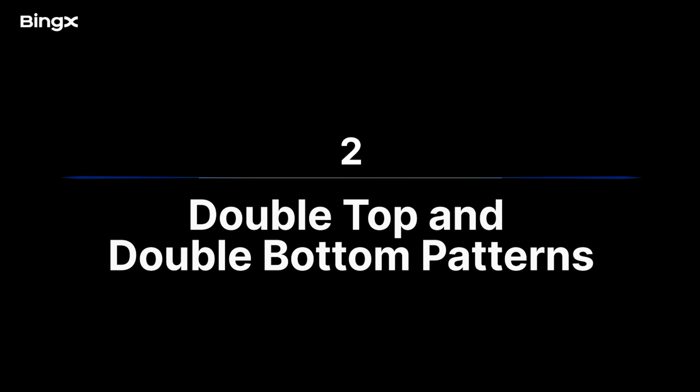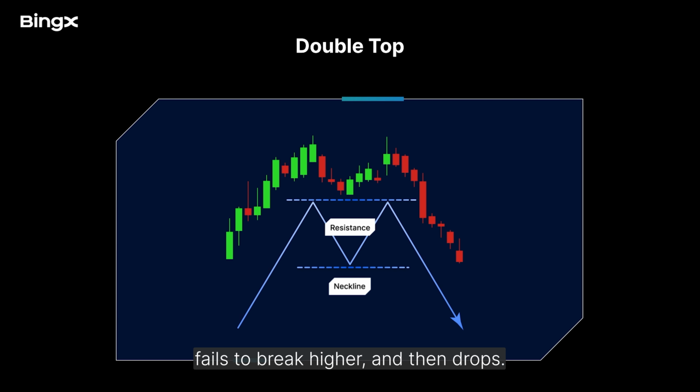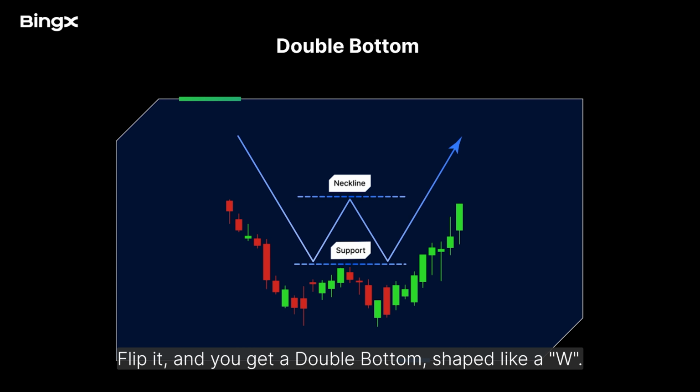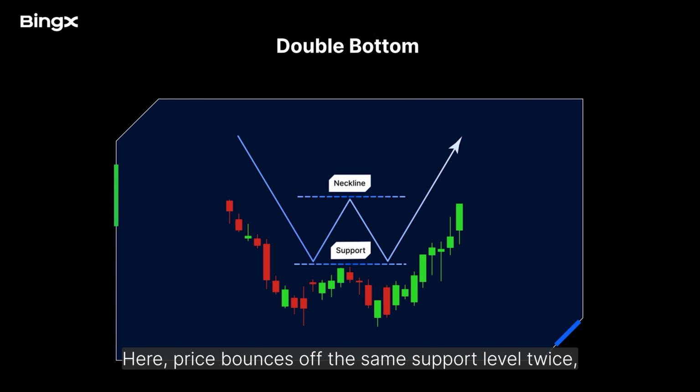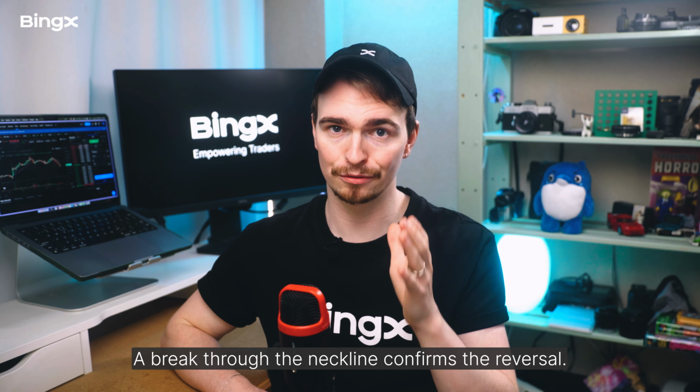Next up, double top and double bottom, two of the easiest reversal patterns to spot. A double top looks like an M, where prices hit the same resistance twice, fail to break higher, and then drop. Flip it and you get a double bottom, shaped like a W. Here, price bounces off the same support level twice, showing sellers running out of steam. A break through the neckline confirms the reversal.